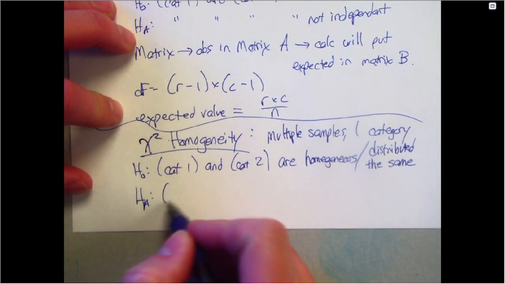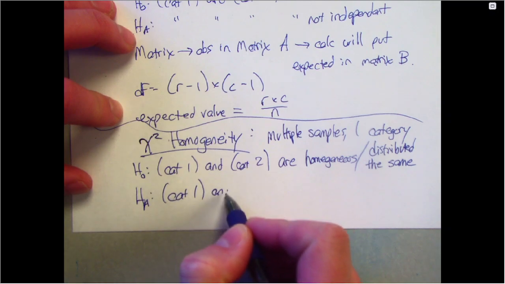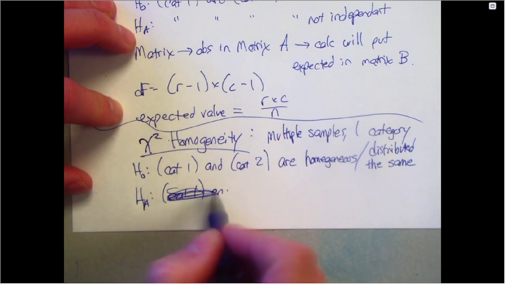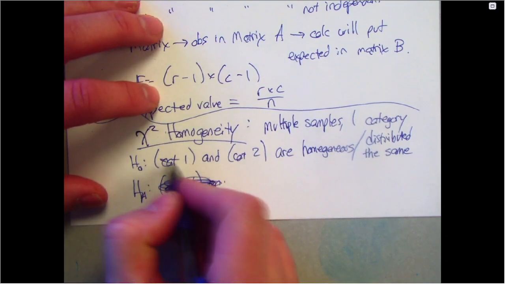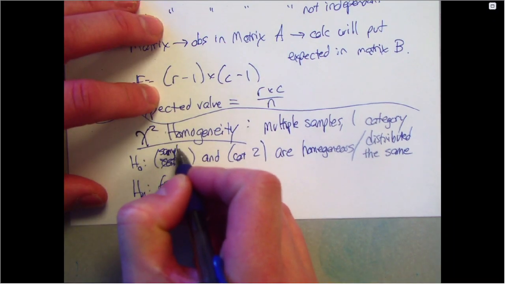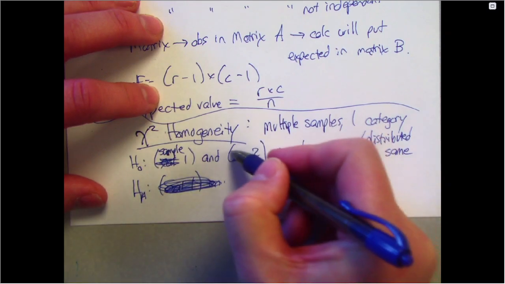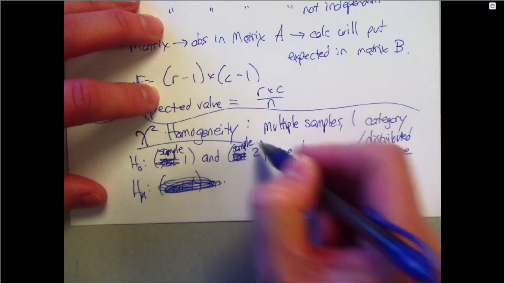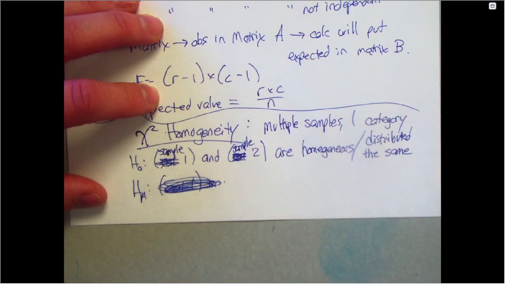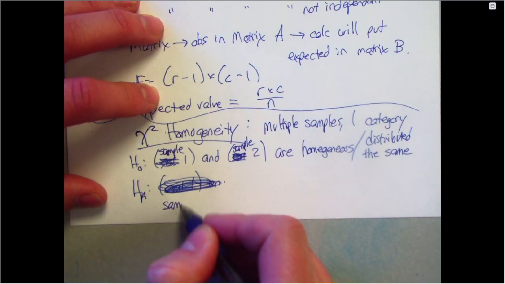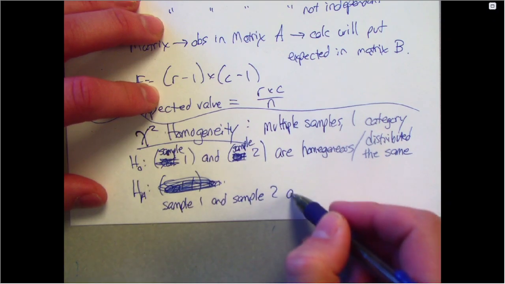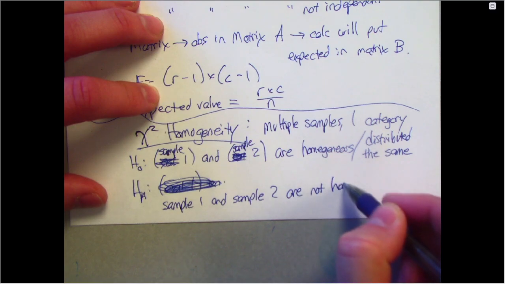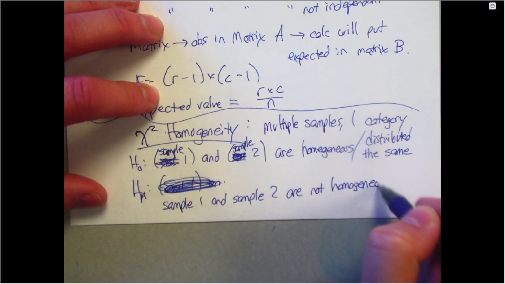And then HA would be that category 1 and, wait, this is a lie. I have contradicted myself on my own paper here. I said there's one category and then I put category 1, sorry, this should be sample 1. My bad. This was gonna be such a nice sheet of notes too, and now it's ruined. Sample 1 and sample 2 are homogeneous. And then HA is sample 1 and sample 2 are not homogeneous.